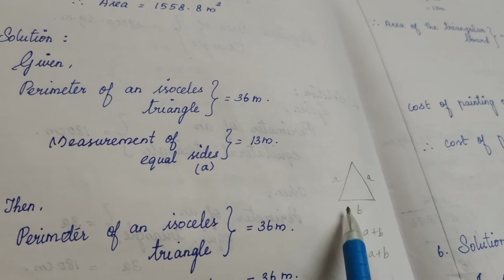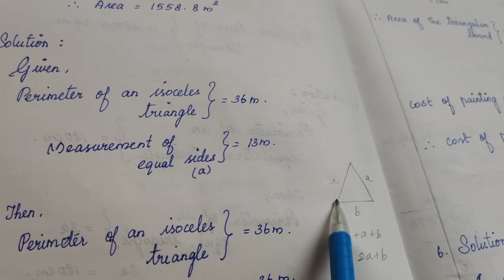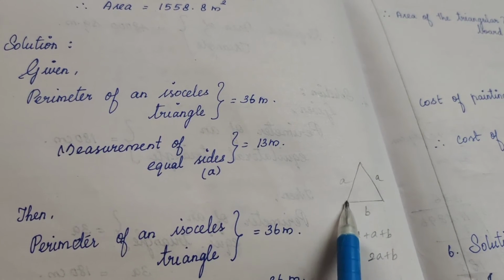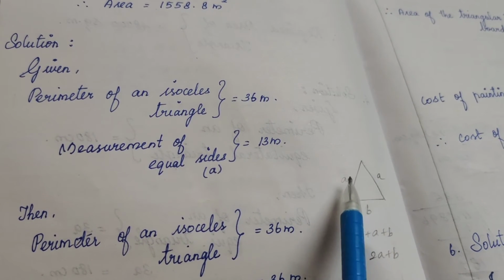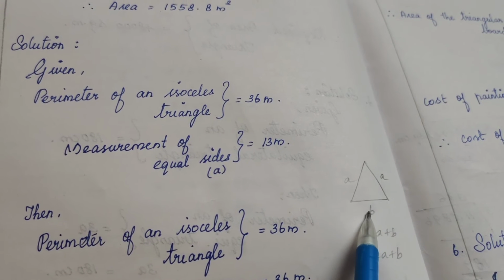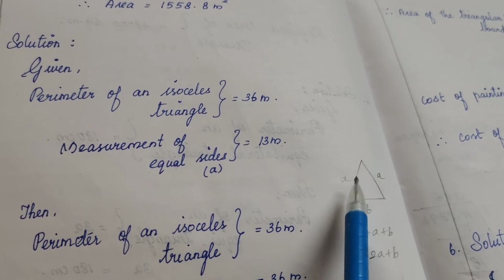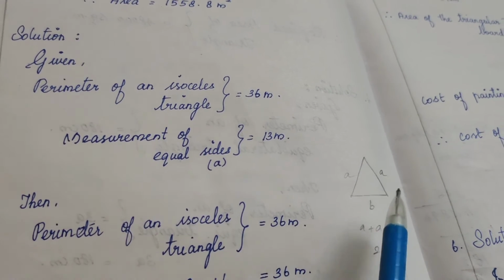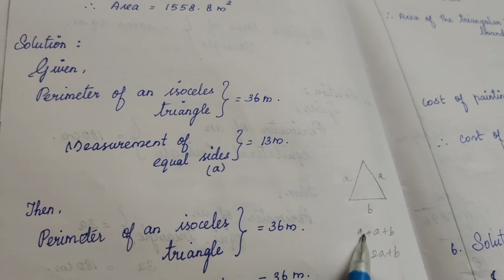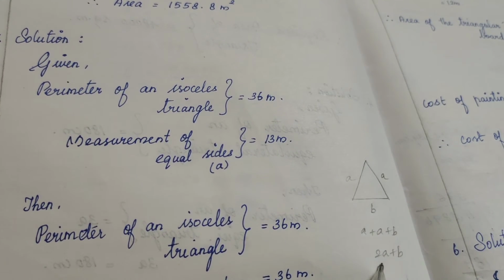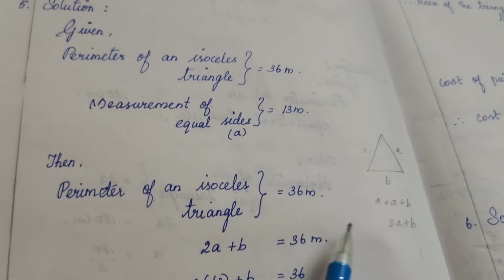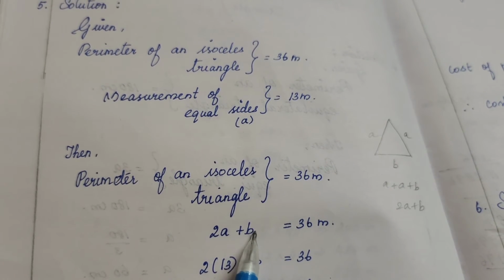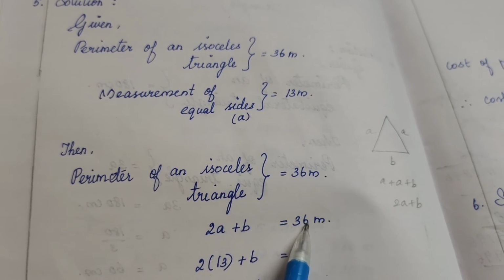You know that perimeter means we are adding all the sides, isn't it? Here it is an isosceles triangle. Isosceles means two sides are equal and the third side will be different. So two sides are equal. We are considering the equal sides as A and A. That means perimeter equal to A plus A plus B, that's why we are getting 2A plus B. So perimeter of an isosceles triangle equal to 2A plus B. 2A plus B equal to 36 meter.